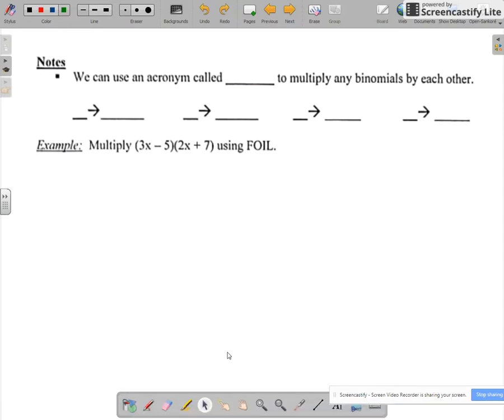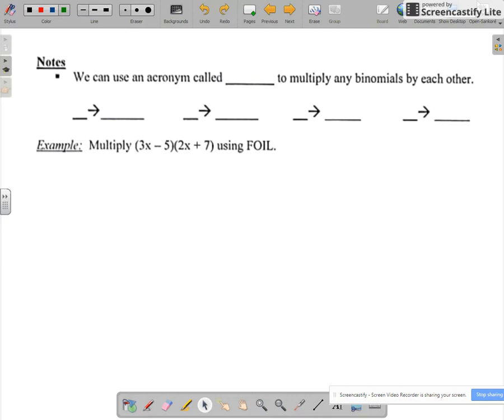Alright, welcome to your note guide for multiplying binomials, which we will typically be using the FOIL method. Now I'll teach you FOIL and also what's called the box method. It's just another way of representation. You can choose any method that you like as long as you are comfortable with it.